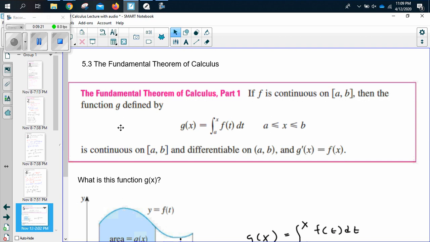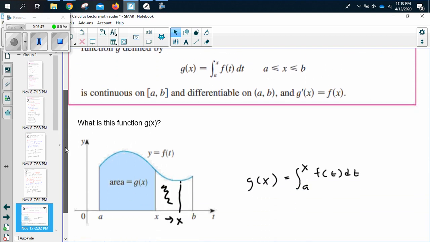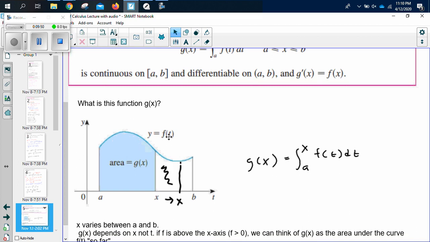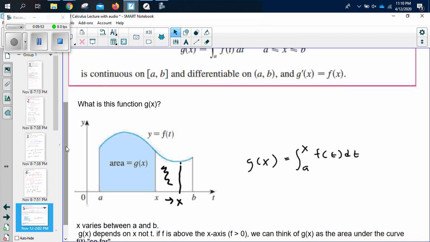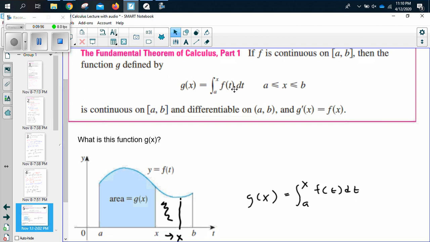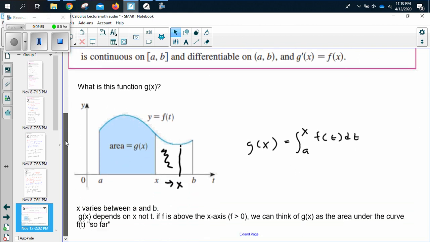Okay, so the fundamental theorem of calculus part 1: if f is continuous on the closed interval from a to b, then the function g defined by this, and this is the function g, is continuous on the closed interval from a to b and differentiable on the open interval, and g prime x equals f of x. So this function g of x that we're talking about, say that this is the curve y equals f of t, then g of x is the integral of f of t. So it's the area under the curve of f of t, but it's a function of x.